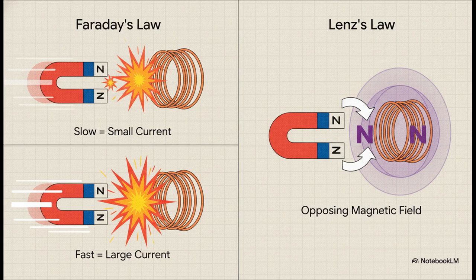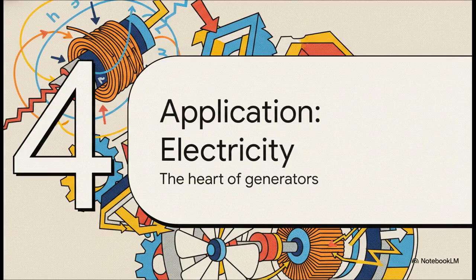I love this one. Think of it as physics being stubborn. The current will always flow in a way to fight back against what you're doing. You try to push a north pole in, and the coil says, nope, and creates its own north pole to push you away. And this whole idea of electromagnetic induction, it's not just a cool experiment. It is how we generate pretty much all of the electricity that powers our entire planet.